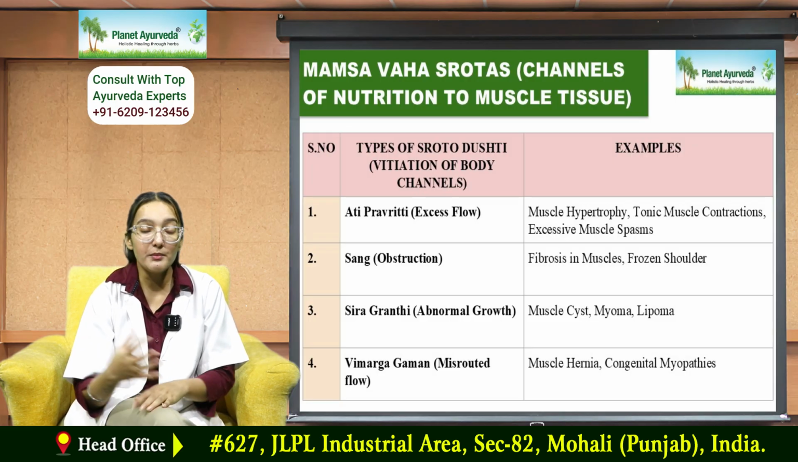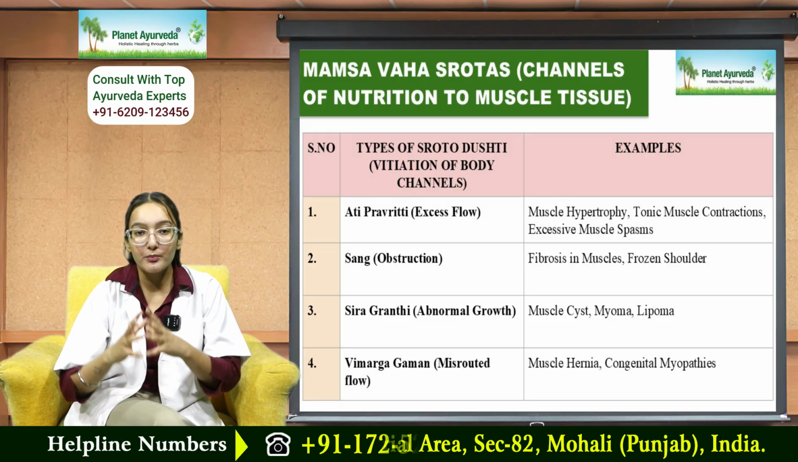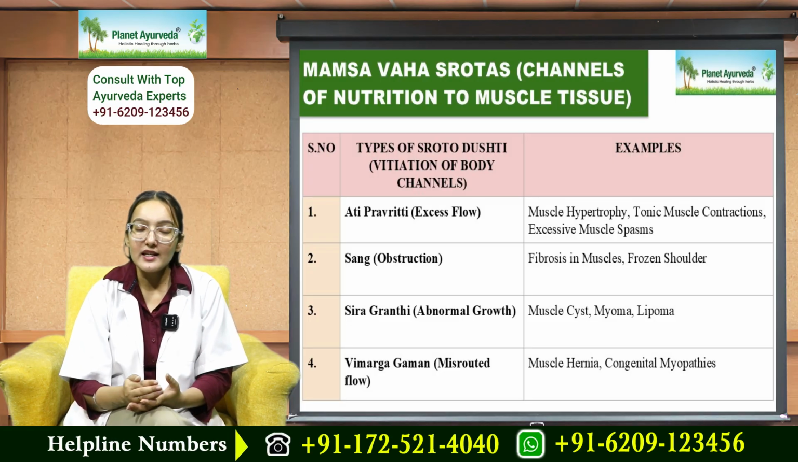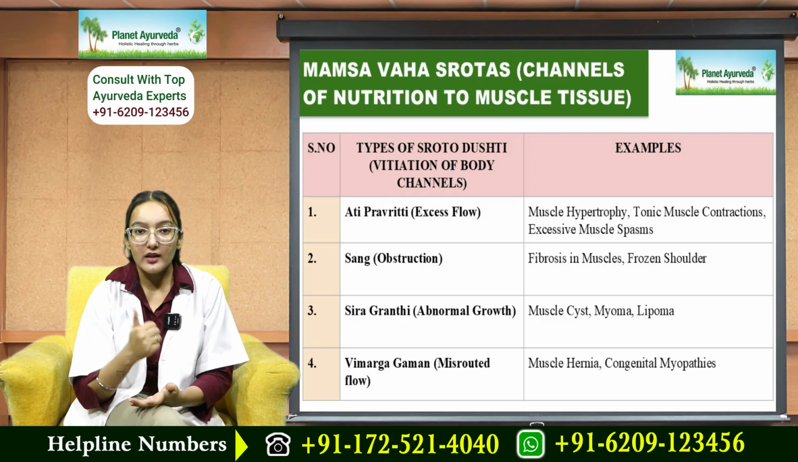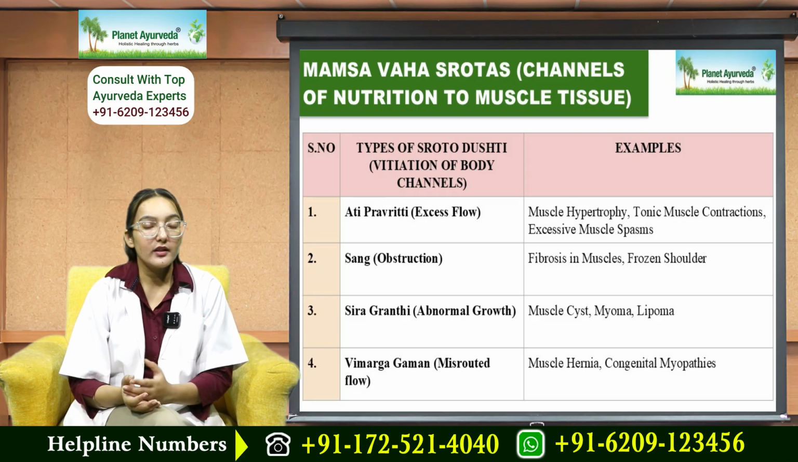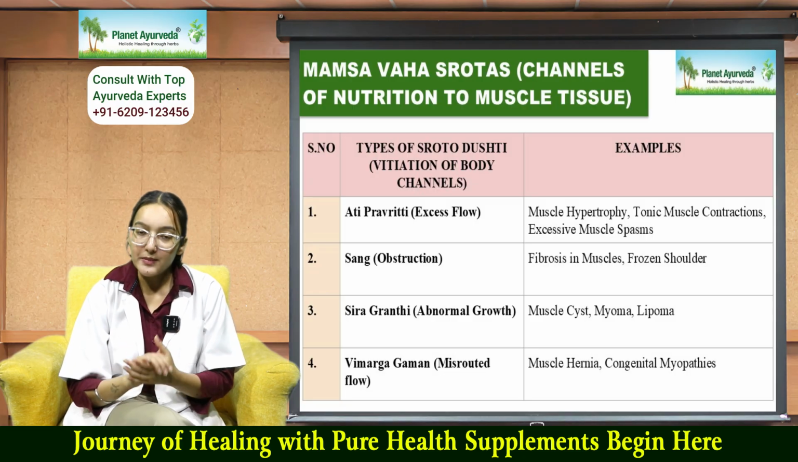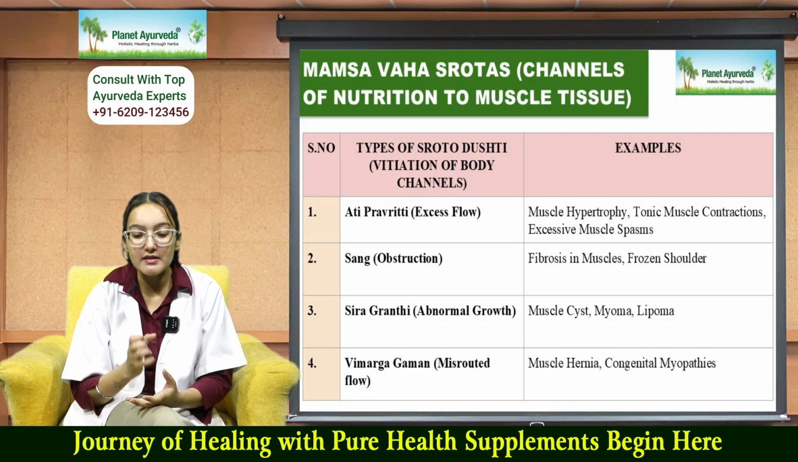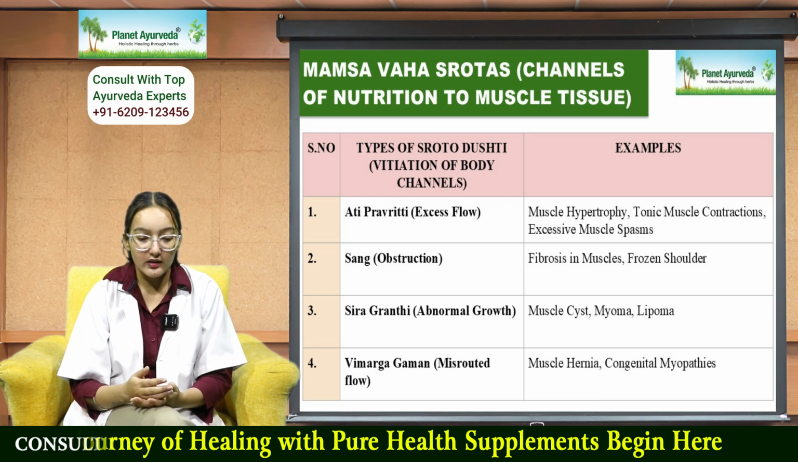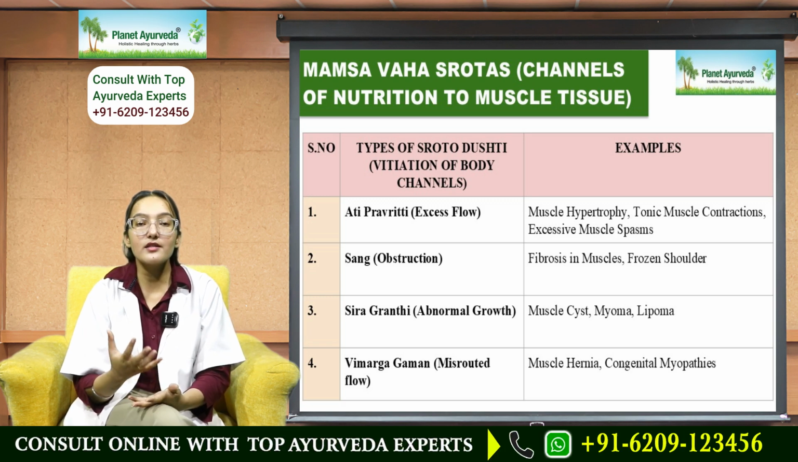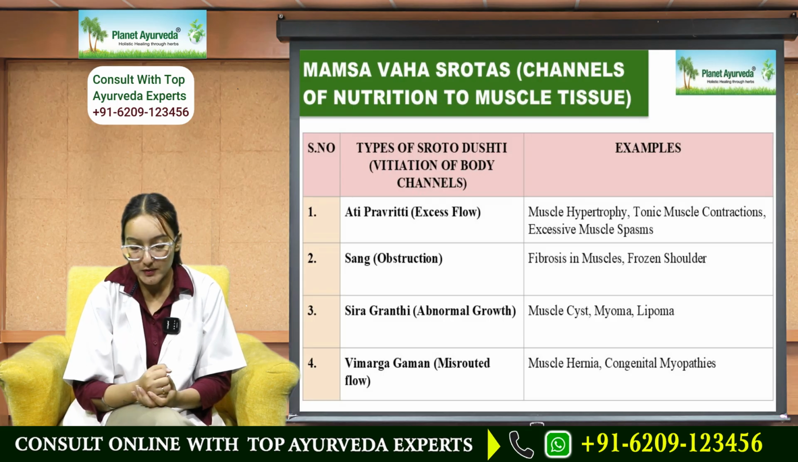So there will be muscle hypertrophy. You are able to see big muscles. In the case of a bodybuilder, you can see their muscles in a very big form. Tonic muscle contractions: if there is excessive flow, one may experience more muscle spasm.